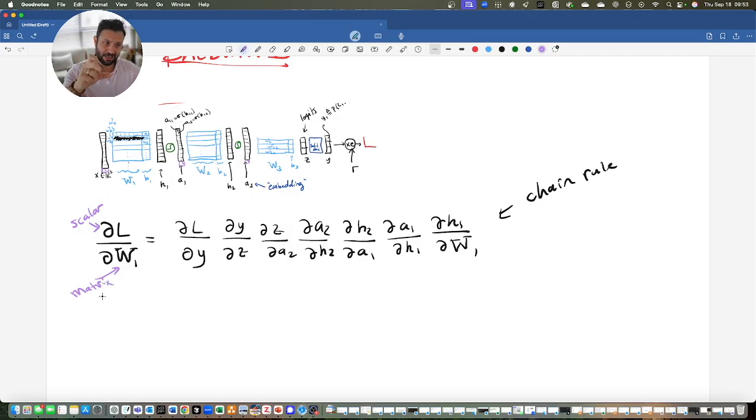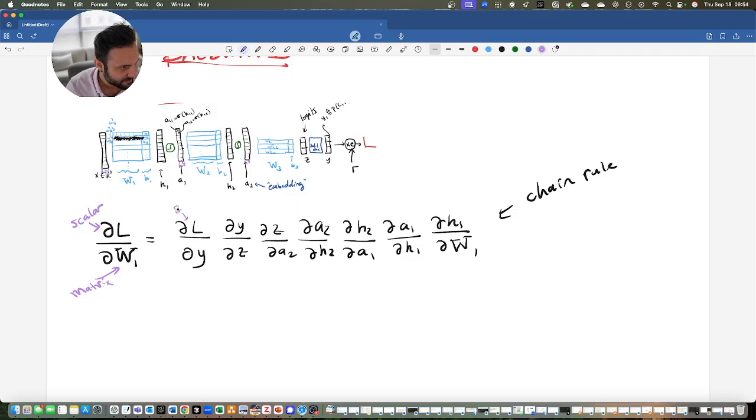So dL over dW1, which is going to show me the direction for W1, has to be a matrix as big as W1. Otherwise, I won't be able to update, right? I want the direction for each and every one of the weights such that the loss is reduced. So the result of dL over dW1 has to be a matrix.